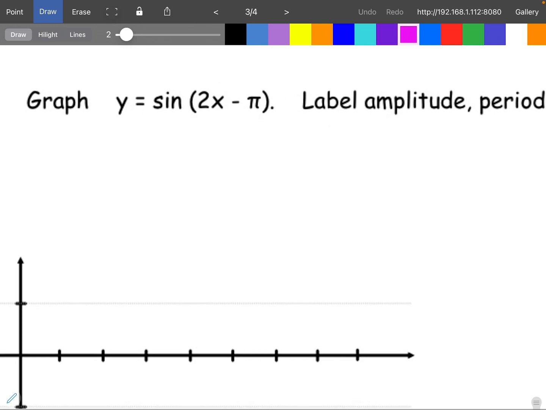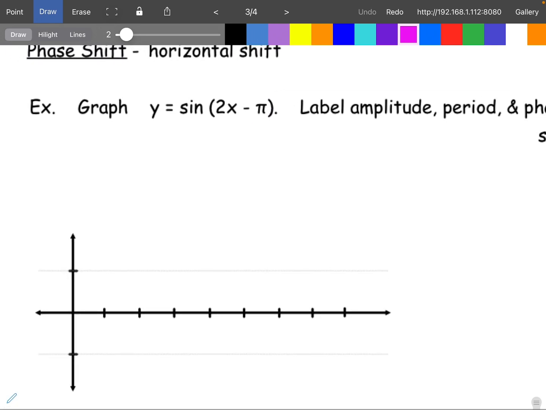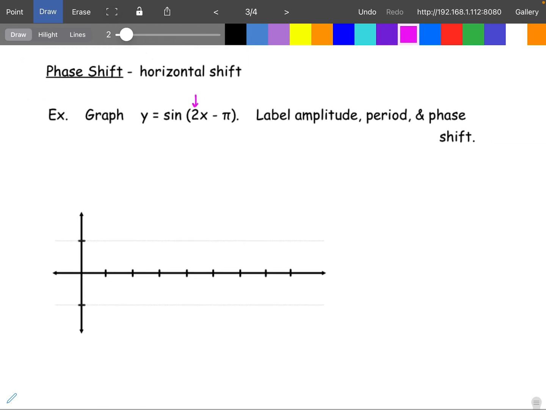Now, one thing we need to be careful of is my phase shift is not simply pi. Something that they're going to throw at you that you need to be very careful of and be on the lookout for is if there is a number in front of the x, you must, absolutely must, factor that out before you determine what your phase shift is.